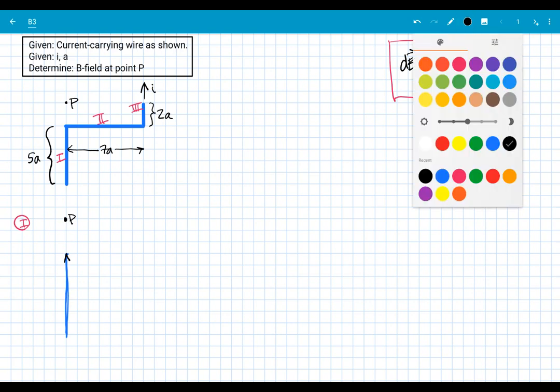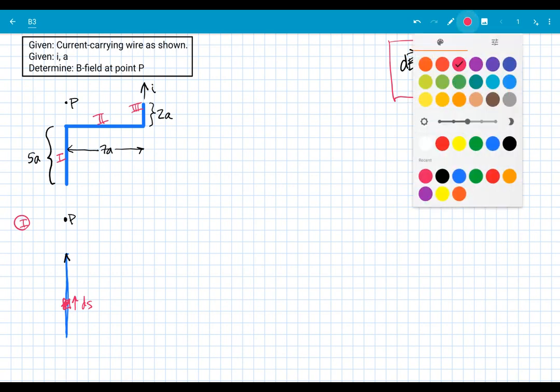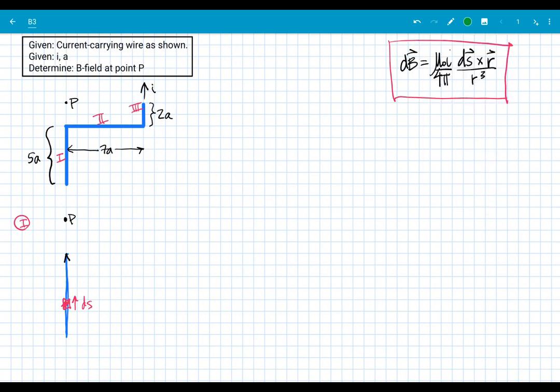What you might notice right off the bat is that I have my ds in the direction of current here. Then I'll switch out the colors and add my r vector here. It goes from the source current, from a differential element, to my point of interest. There's my r. I can see right away that I have a parallel relationship between r and ds. So that cross product between ds and r is going to equal 0. I have no normal components at all.